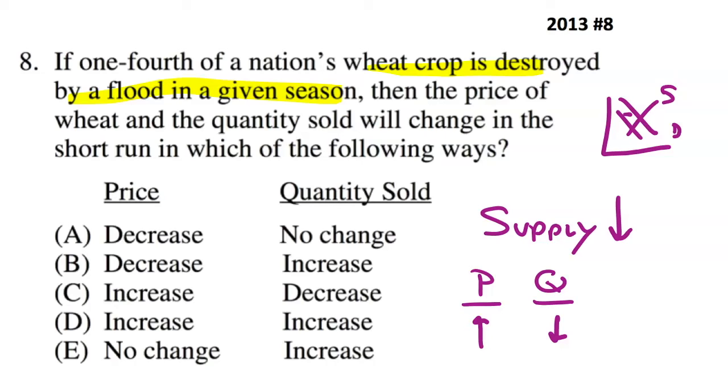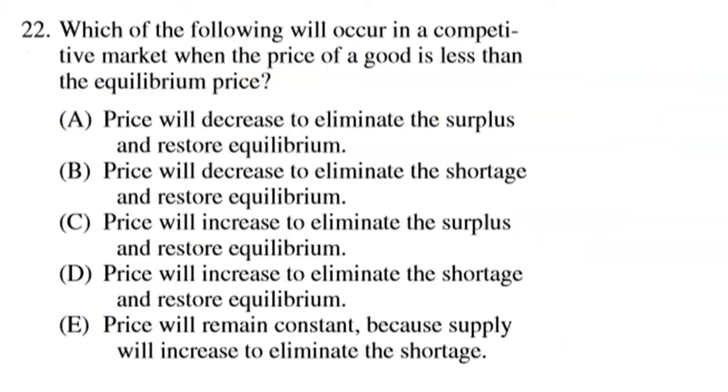Which answer choice tells us that price increases and quantity decreases when supply shifts to the left, when supply decreases? Well, the answer choice here is C. All right, question 22.